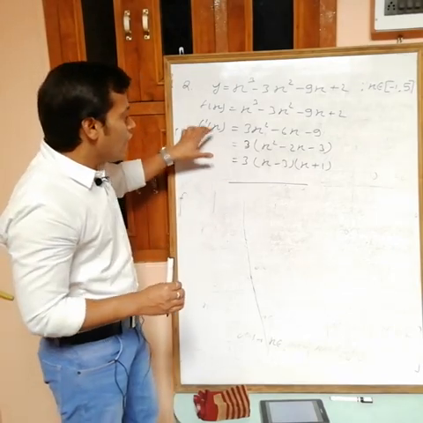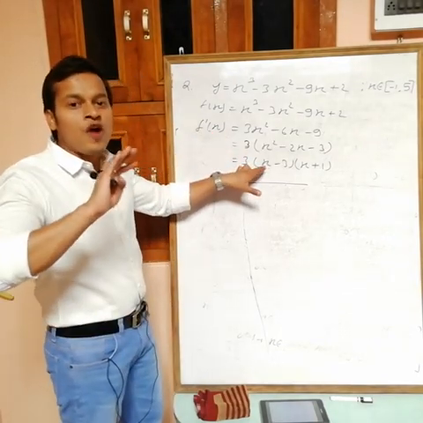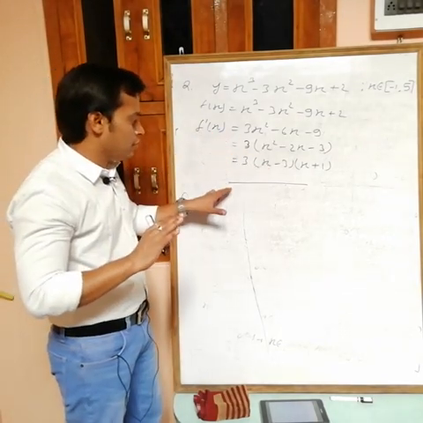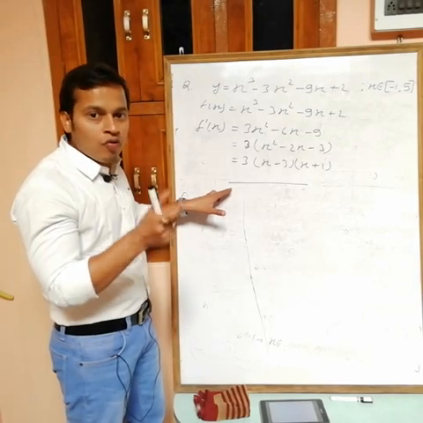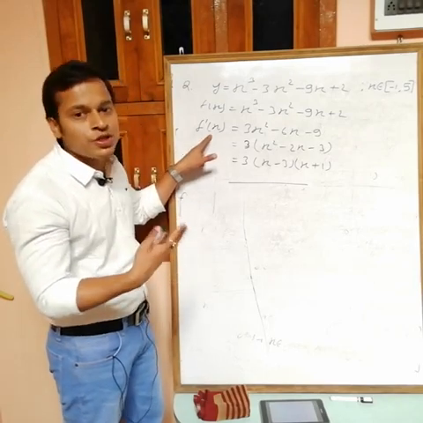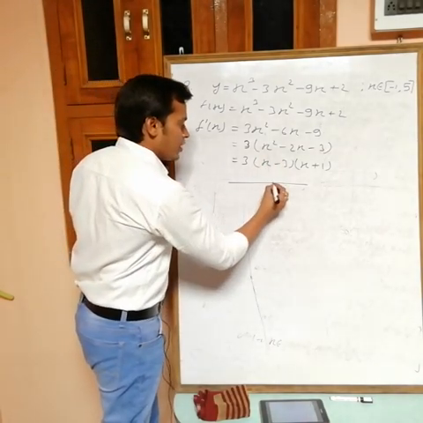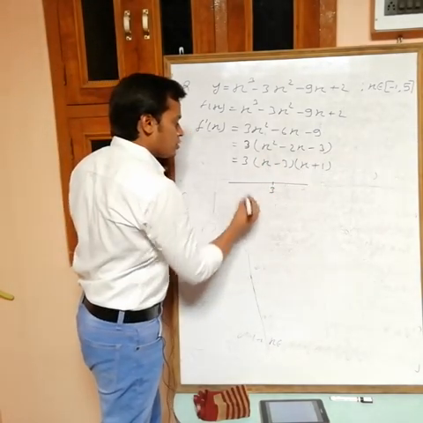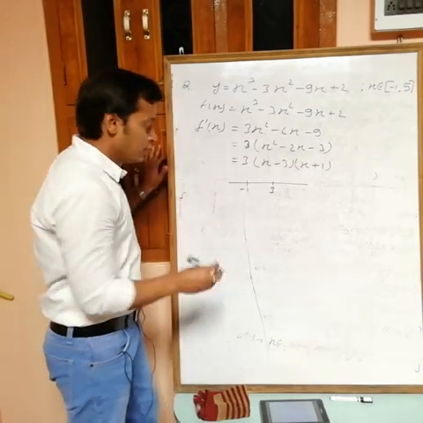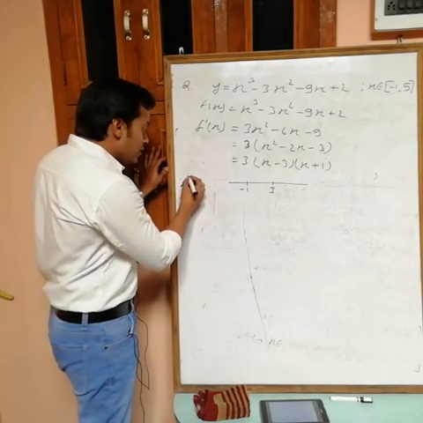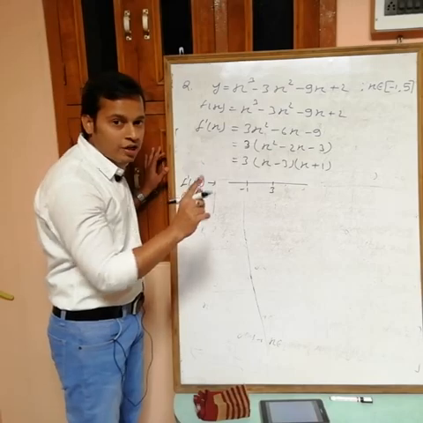So after factorization, find the sign scheme or the interval where f dash x is positive or negative. If you put this one equals to 0, we are getting 3. If you put this one equals to 0, we are getting minus 1. This sign scheme is for f dash x, not for fx.